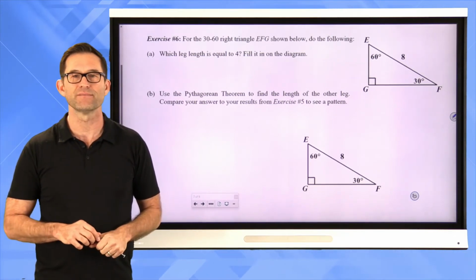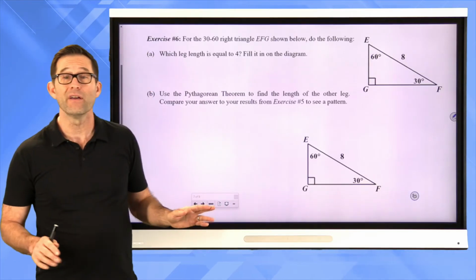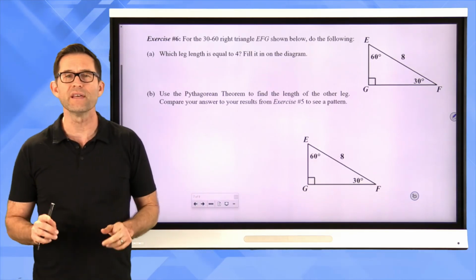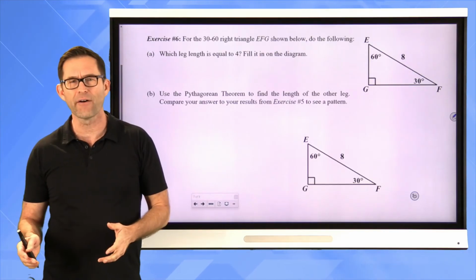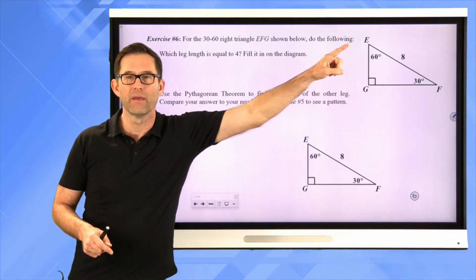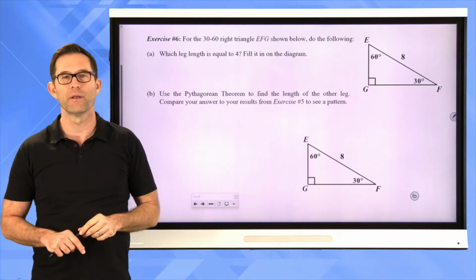Exercise number 6. For the 30-60 right triangle, EFG shown below, do the following. Letter A. Which leg length is equal to 4? Fill it in on the diagram. So I claim that one of these two leg lengths is equal to 4. Which one is it? See if you can think about it by thinking, if I drew in the other half of the equilateral triangle, where would it be? It would either be right out here, or it would be down here. Think about that for a moment. Pause the video now.